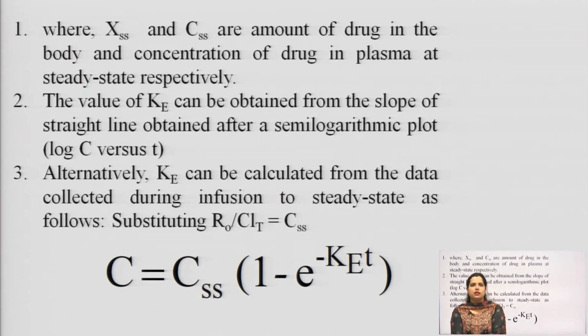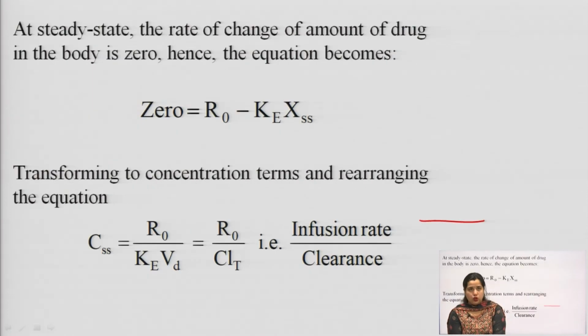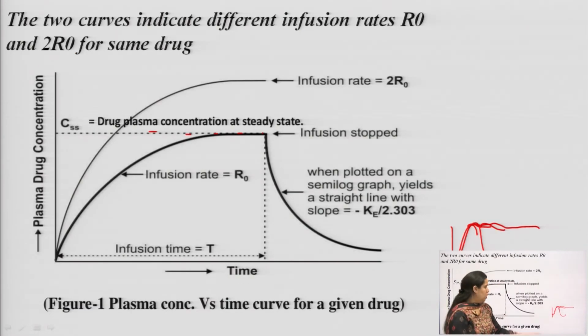Here Xss and Css are the amount of drug in the body and the concentration of drug in plasma at steady state respectively. The value of ke can be obtained from the slope of a straight line obtained after a semilogarithmic plot of log C versus t. So, the value of ke can be obtained from the slope of that semilogarithmic plot, as I have shown you earlier. Using this slope, minus ke by 2.303.